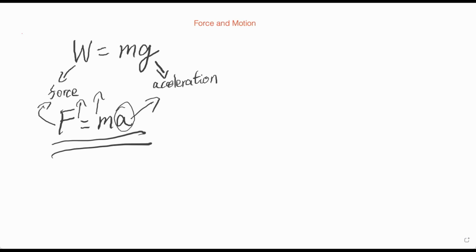And if the object is experiencing a higher acceleration with the same mass, it means that it is also experiencing a higher force. While if the object is experiencing a slower acceleration, then with the same mass, the force is smaller. Or if the acceleration is the same, but the mass is smaller, then the force applied is also smaller. So that's the relationship between force, mass, and acceleration.